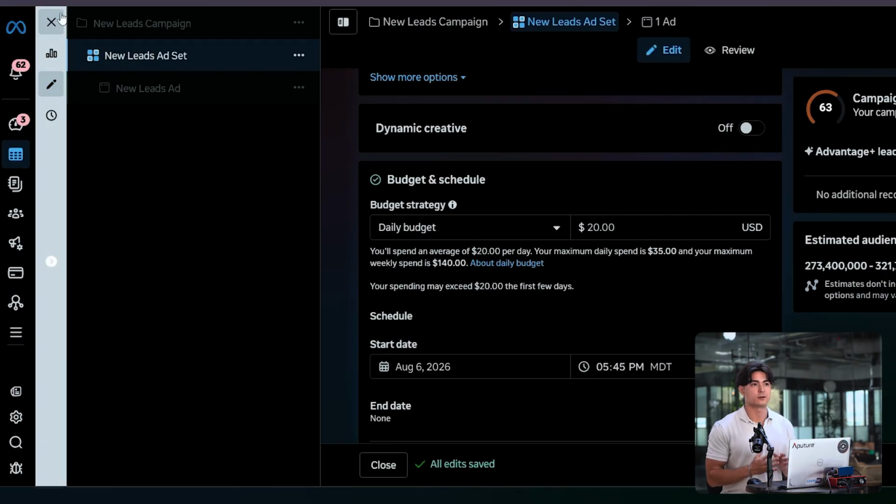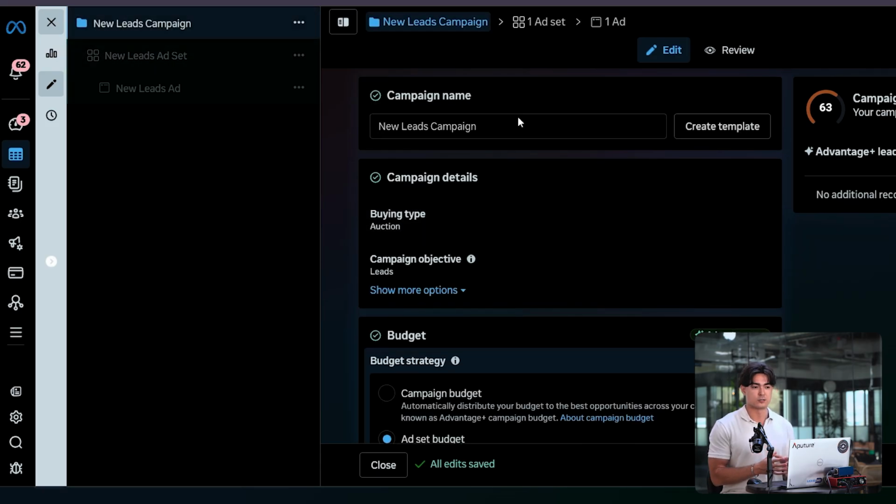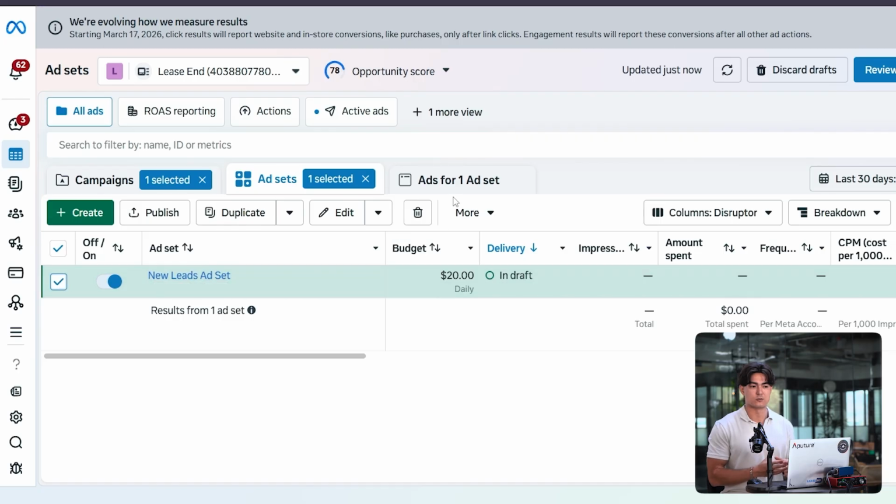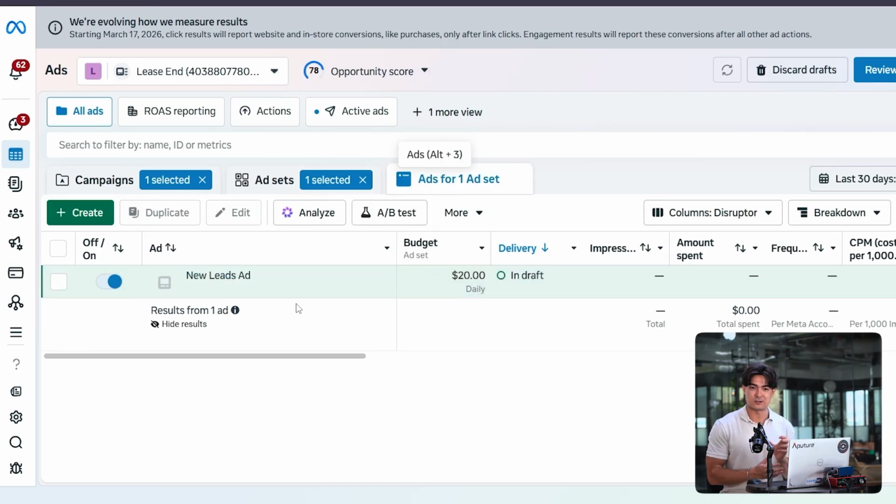Now, I want to touch a bit on campaign structure because there's a lot of debate on whether you want campaign budget optimization, which is where you set the budget on the campaign level, or ad set budget optimization, where you set the budget on the ad set level. Because again, a campaign houses ad groups, and then ad groups fork into ads, right? And I just want to say none of that really matters.